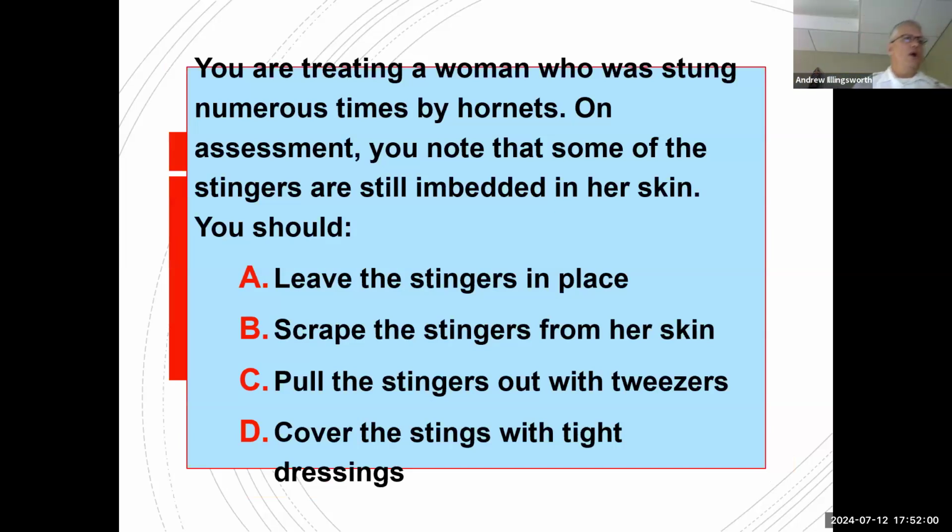All right. You are treating a woman who was stung numerous times by hornets. On assessment, you note that some of her stingers are still embedded in her skin. You should, that's right, scrape them from her skin.